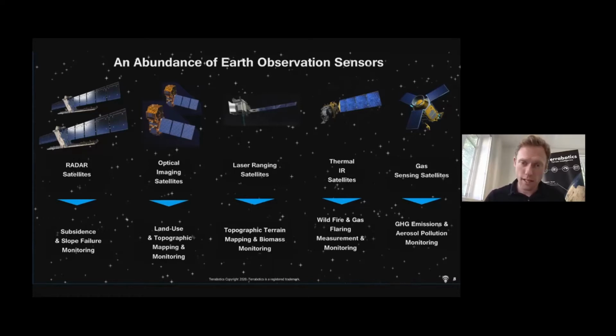Even laser ranging satellites that measure topographic terrain, shape and morphology, and also biomass. Thermal satellites look at wildfires, flaring of gases, etc., and even gas sensing itself to see invisible emissions, greenhouse gases, carbon dioxide, not just carbon dioxide, crucially methane, and other powerful greenhouse gases that often seem to get overlooked with the obsession with carbon dioxide.